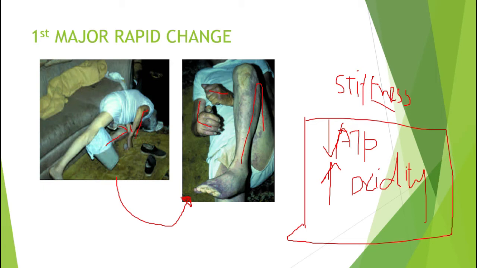The mechanism is this. In the presence of low ATP and high acidity, the actin and myosin fibers bind together, and the binding of actin and myosin fibers forms a gel. The net outcome of this formation of gel is the stiffness, or the rigor mortis. So let's go to the next slide and see what we have there.